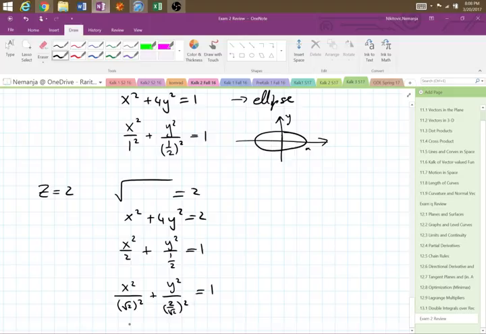Again, the one on the left is larger, so it's going to be again a level curve that looks like this, except now this is root 2 and this is, let's say, negative root 2 over 2. I don't know why I wrote this. There we go.